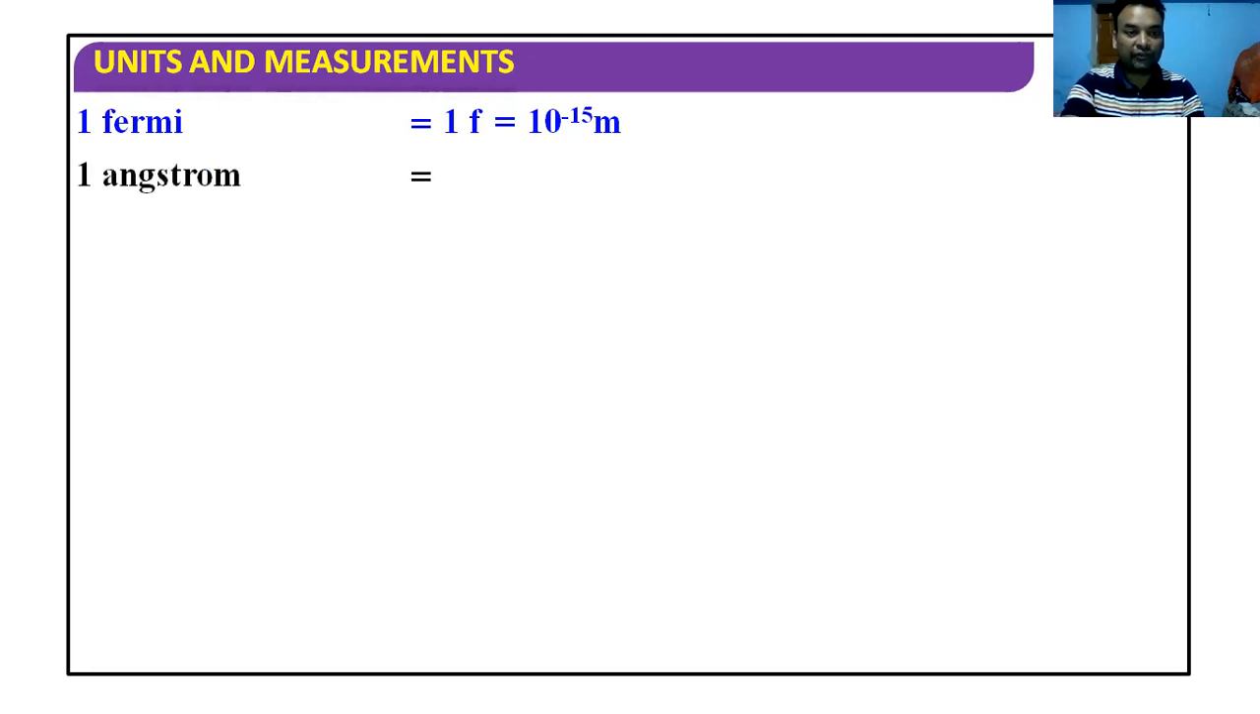What is 1 angstrom? 1 angstrom is that much length which is equal to 10 raised to the power minus 10 meter. What is this 10 raised to the power minus 10 meter? It is the size of the atom. 1 Fermi is the size of the nucleus. 1 angstrom is the size of the atom.